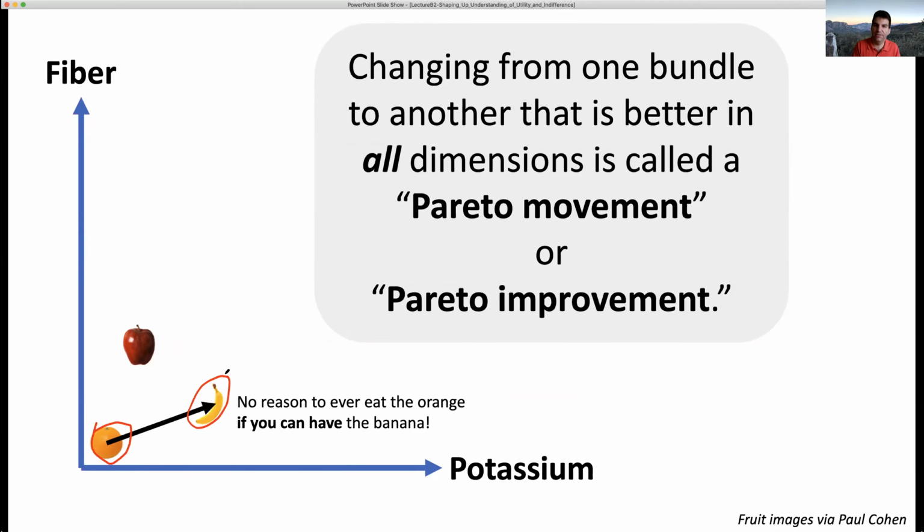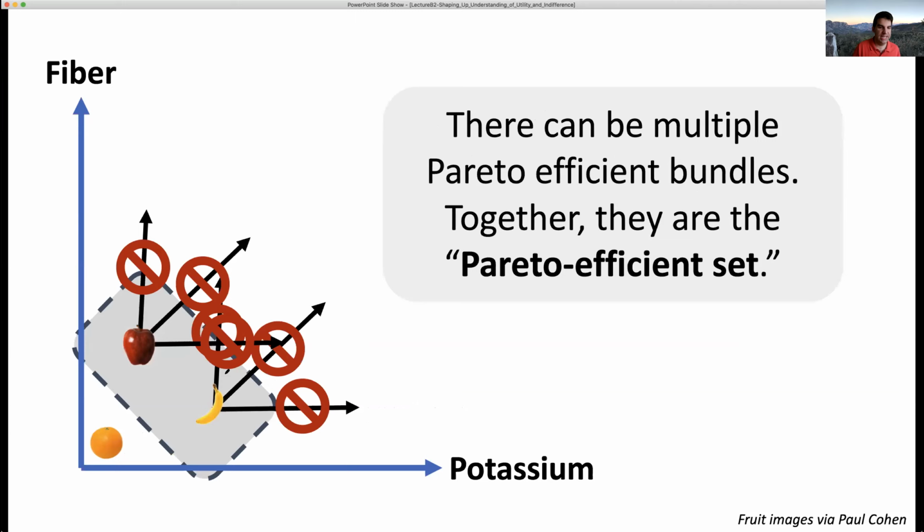So for a single individual, the Pareto efficient set are the bundles of goods, like this banana and this apple, for which changing between them will mean increasing some goods and necessarily decreasing others. So they are how we characterize individual level trade-offs. If you have an individual level trade-off, it probably lives inside a Pareto efficient set.